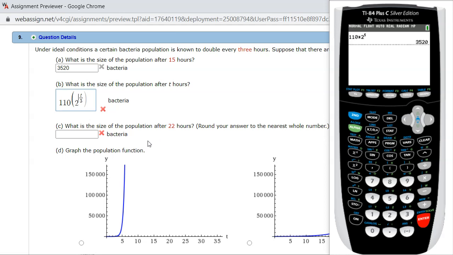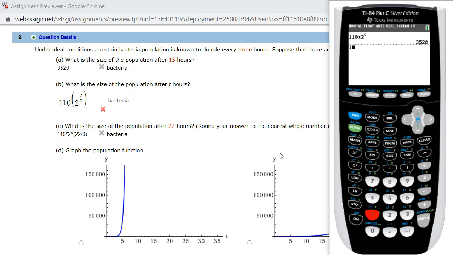All right, what is the size of the population after 22 hours? We can do that. It's going to be 110, then multiply by 2 to the 22 over 3. I'm going to have to put the parentheses here. Let's compute that value to the nearest whole number.